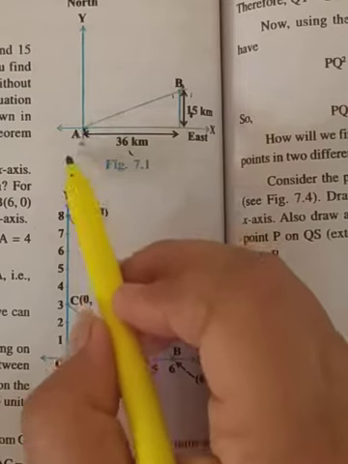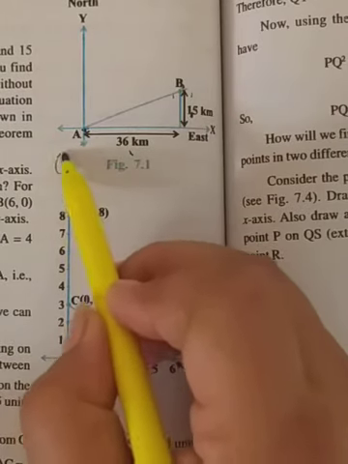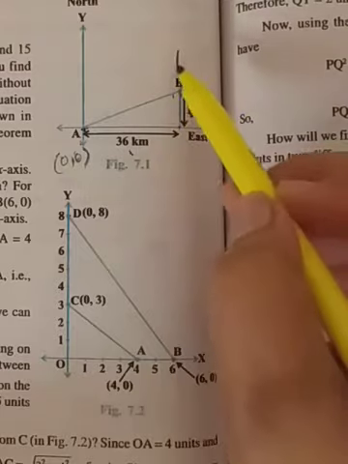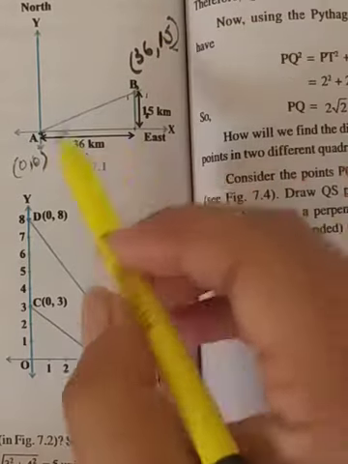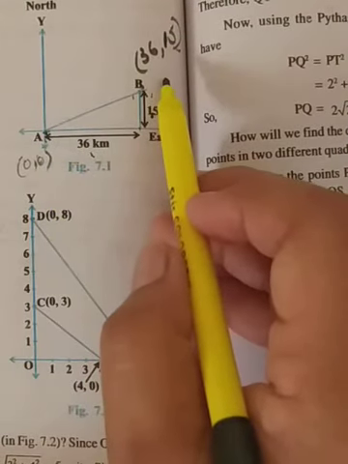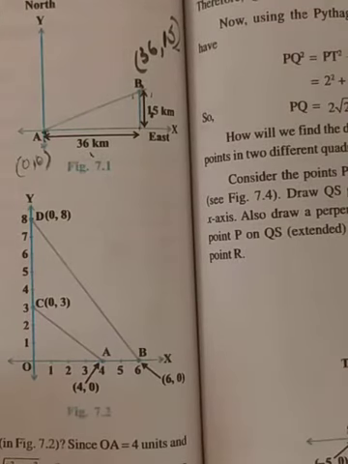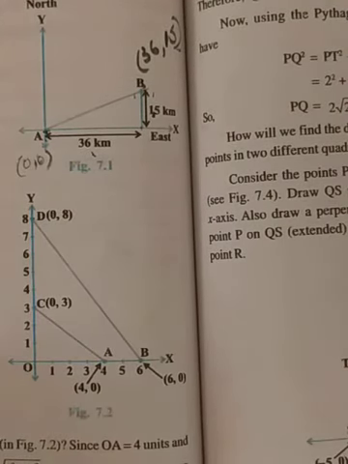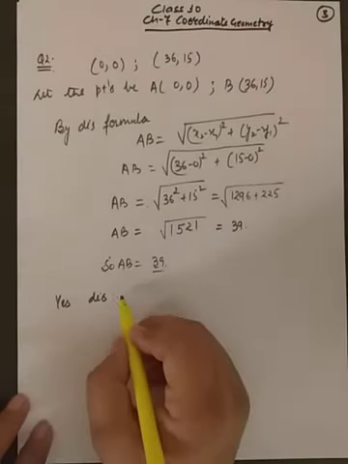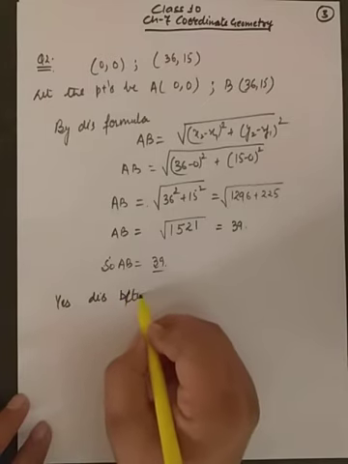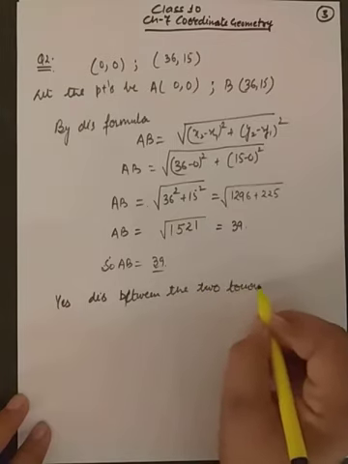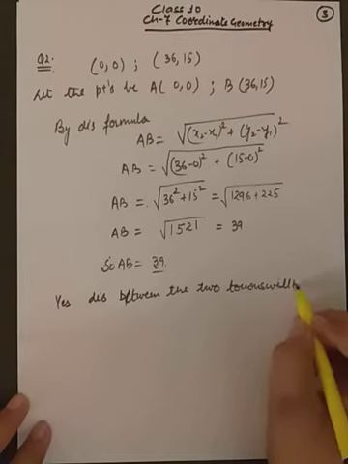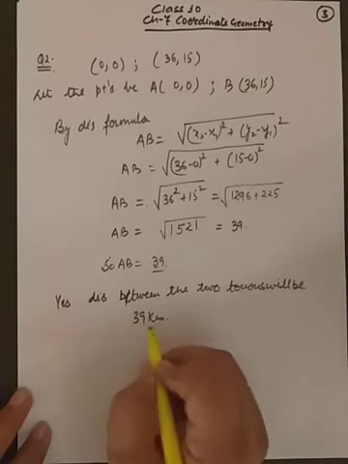So what can you say about the coordinates of A here? Here the coordinates of A are (0, 0) and the coordinates of B will be (36, 15). So it means we have to find the distance between the points (0, 0) and (36, 15), and it is the same as we have done in question number 2. So the distance between these 2 points will be 39 kilometers. So we can write the distance between the two towns will be 39 kilometers.